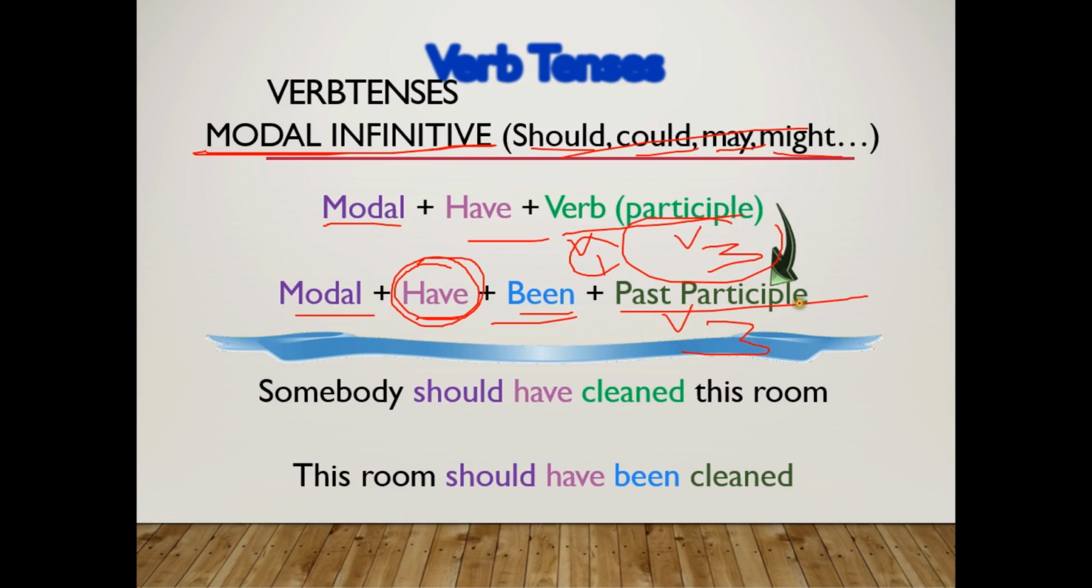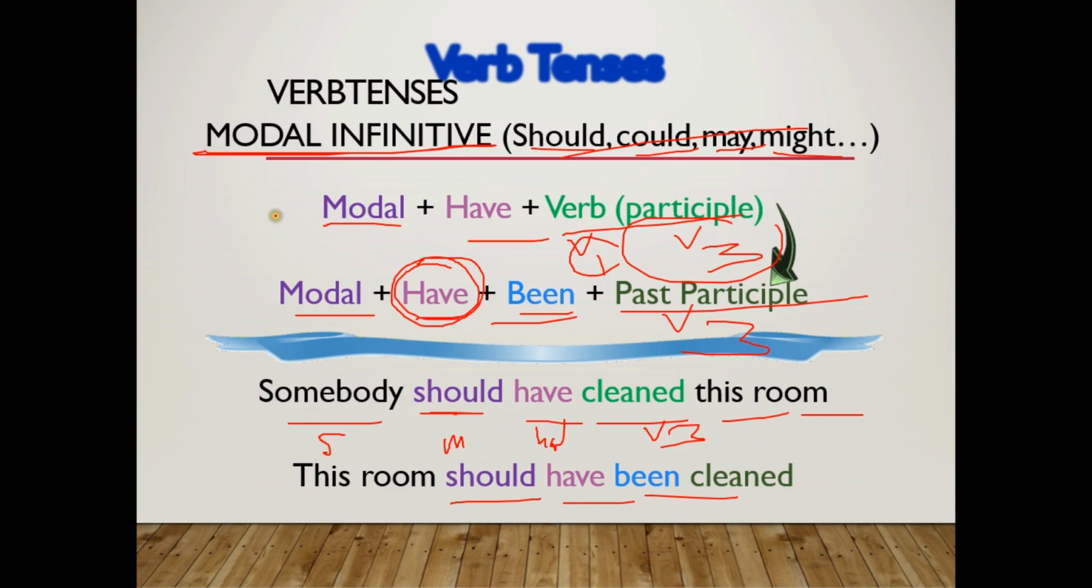Been plus past participle. Example: somebody should, this is the modal, have cleaned this room. This is the subject, this is the modal infinitive, this is have, this is verb 3. So it becomes: this room should have been cleaned. If you translate the active, somebody should have cleaned this room: seseorang seharusnya telah membersihkan ruangan ini. But in the passive, this room, ruangan ini seharusnya telah dibersihkan. Remember that. You got the difference, guys?